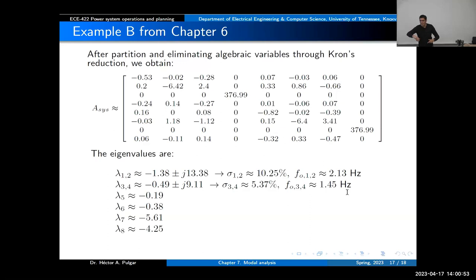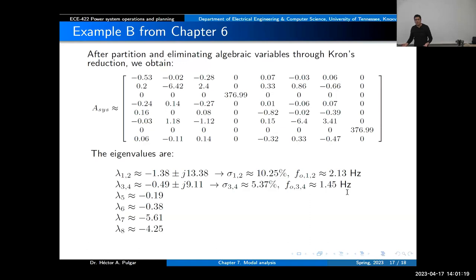Thanks to David, we have a different name for mode, maybe more casual, and we understand it better. It's a mode of dynamic behavior, just one. Why? Because we just have one machine that oscillates against one fixed point, which is the infinite bus. But now we have two, so we have two possible types of oscillatory behavior, which are described by this data that we have here.